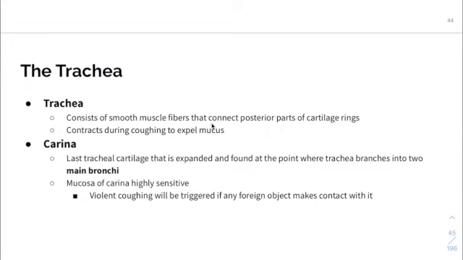So that trachea is smooth muscle and it's got those cartilaginous rings. That trachea can actually contract because that's how we get mucus out of our trachea, and that's what causes us to cough.